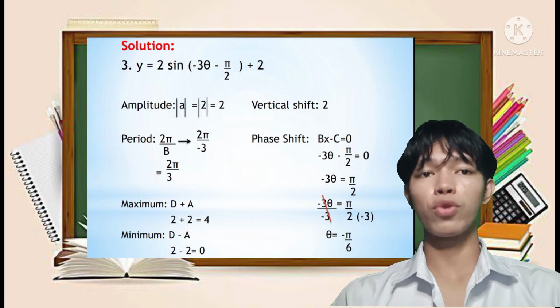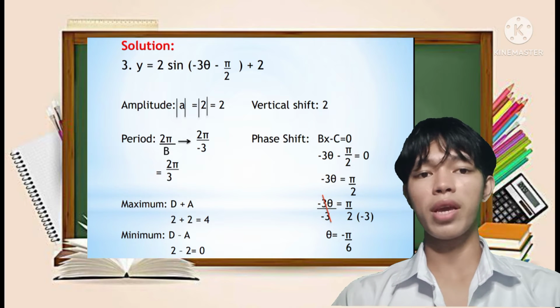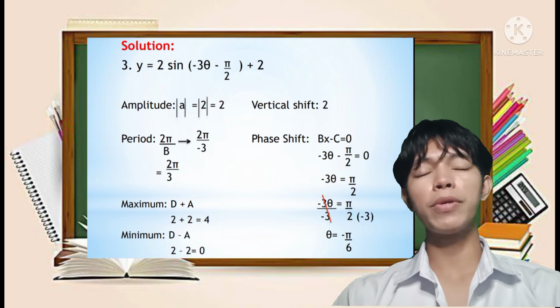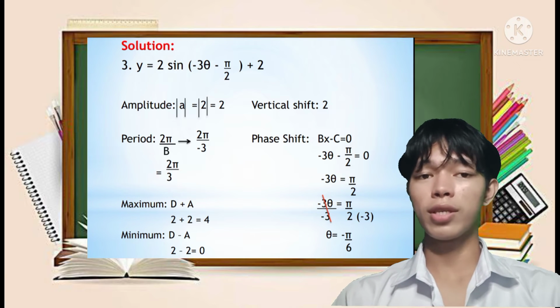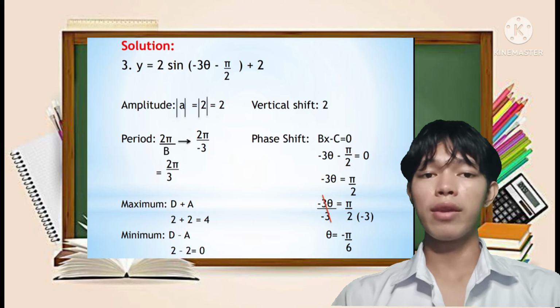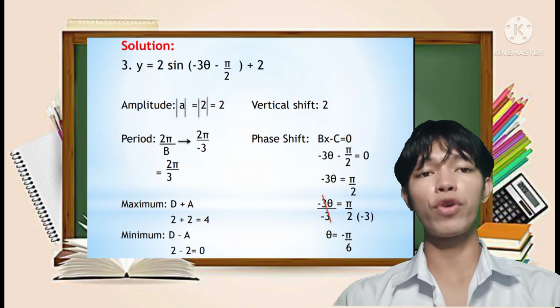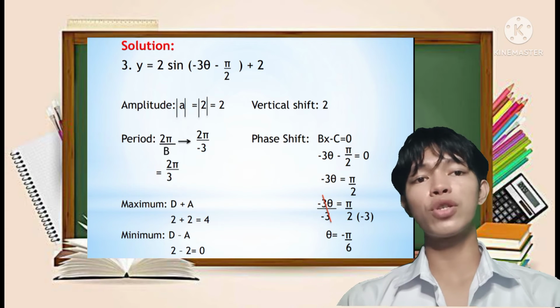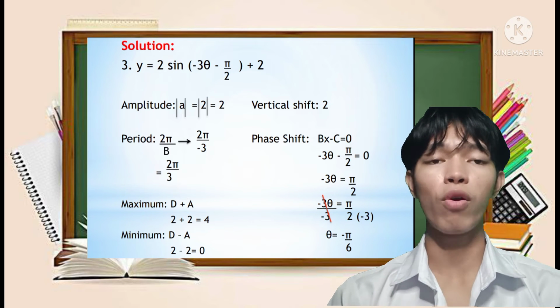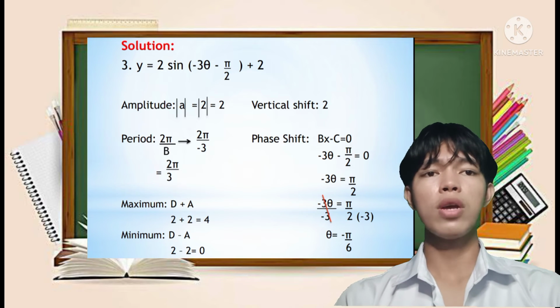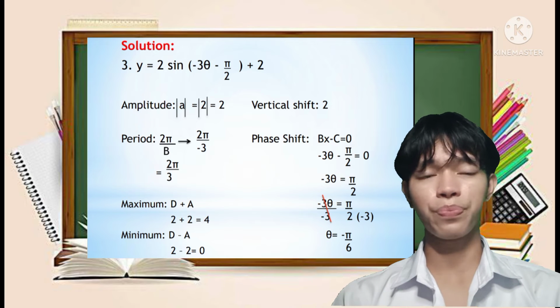Number 3: y equals 2 sine of negative 3 theta minus pi over 2, plus 2. Here the amplitude is 2, which is a in the equation. Next we have the period. The formula is 2 pi over b, so 2 pi over negative 3. In the final answer for our period, we have 2 pi over 3. Next we have the vertical shift, which is 2, which is d in the equation.